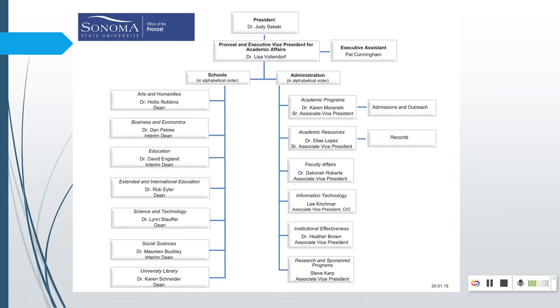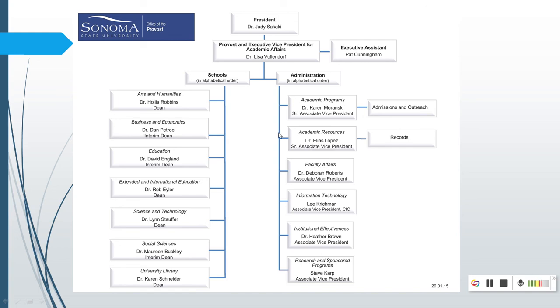Just to show you another example, here is the academic side of the house. And just so you can see from President Sakaki down through the provost. And then what you see here is on one side you have all the schools, and on the other side you have the administration for academic affairs, all the people that handle orientation and all the people that have the registrar and deal with the faculty, deal with research.